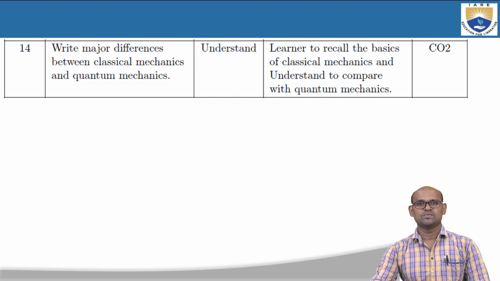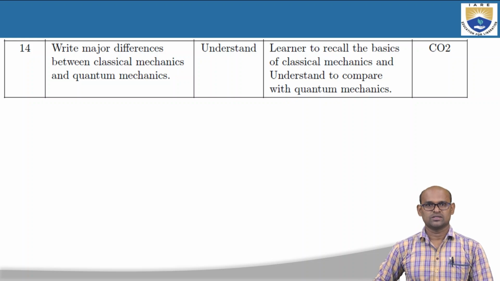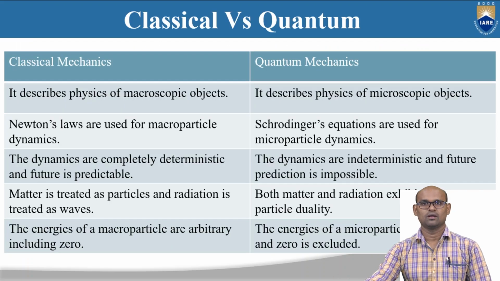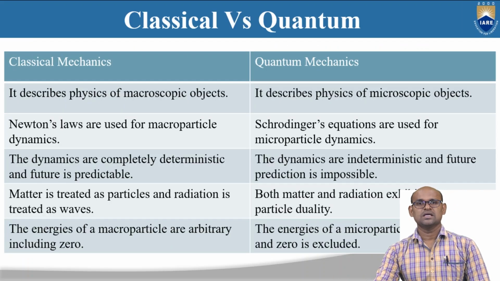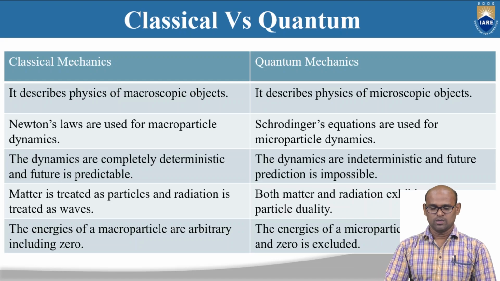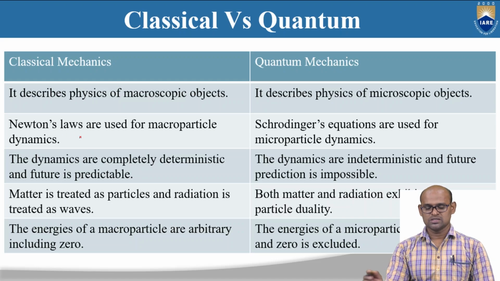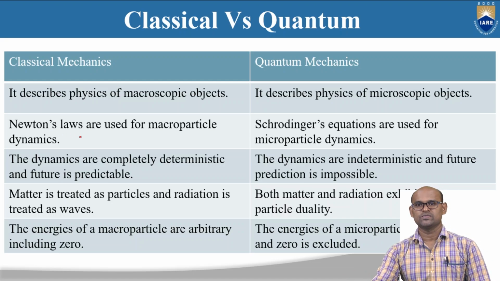Write major differences between classical mechanics and quantum mechanics. This is the 14th question. Classical mechanics describes the physics of macroscopic objects, whereas quantum mechanics describes the physics of microscopic objects. In classical mechanics, we use Newton's laws to study the dynamics, whereas in quantum mechanics, Schrodinger's equation is used.